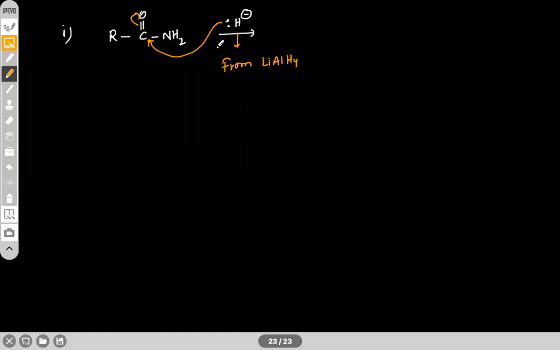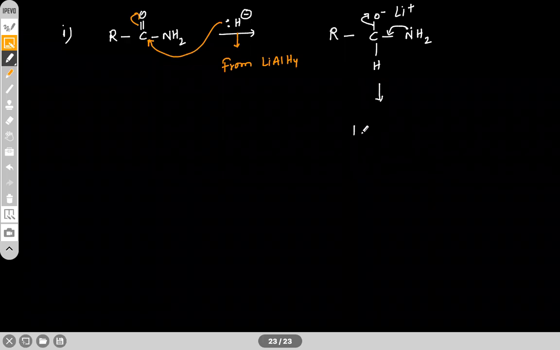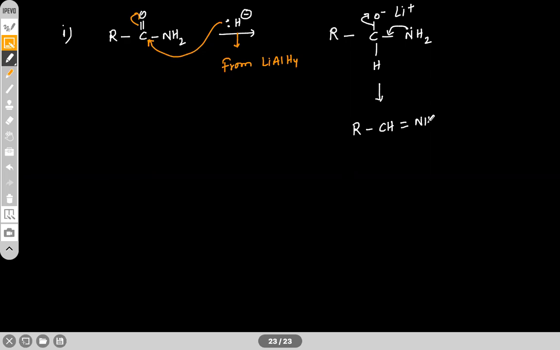So in the first step, RCONH2, from LiAlH4 it forms hydride ion, right? This comes from LiAlH4 and this attacks onto the carbon atom. This goes up and the product is RCO-, H and NH2. To neutralize this, we write here Li plus. Further, the lone pair on nitrogen forms a pi bond, and this goes out here as a leaving group, and here we get RCH double bond NH, H here.